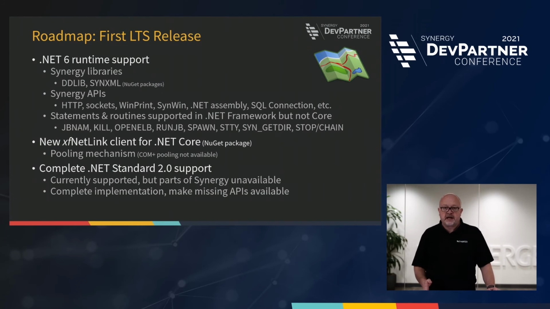5.0 is not an LTS release. .NET 6 is their first LTS release of this new .NET Core taking over from .NET Framework, and that's what we're targeting. So Synergy 12.1 will be largely about supporting .NET 6 across all of the places that .NET and Synergy touch, and there are lots and lots of them. All the libraries like DDLib and SynXML, all the APIs that work on Synergy.NET and in traditional Synergy, all of the statements that work in Synergy.NET and traditional Synergy and do different things to the underlying subsystems.